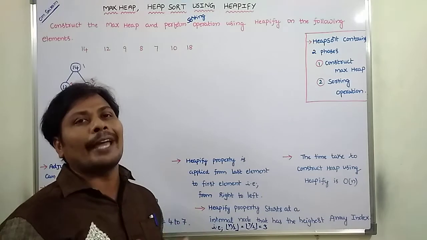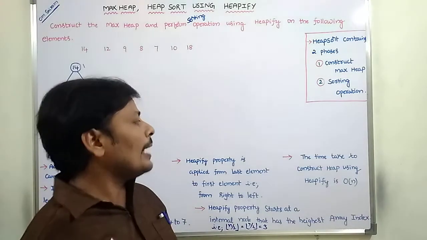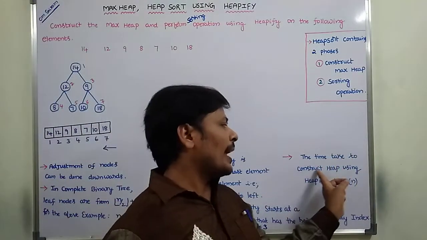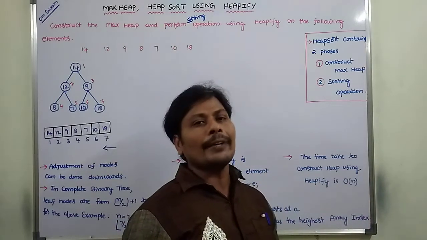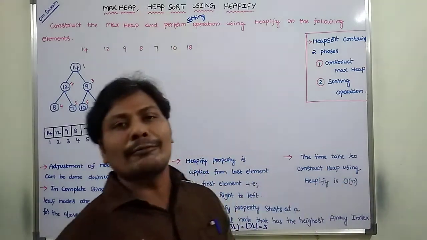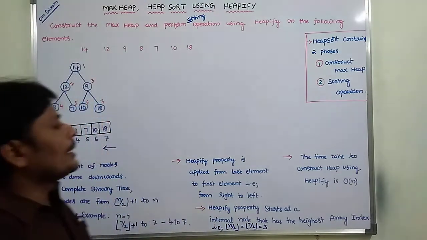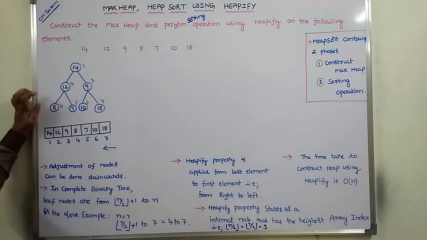So big O of n log n is there. But here the time taken to construct the heap using Heapify is big O of n. This is the major advantage. Now, how are we performing the Heapify property?